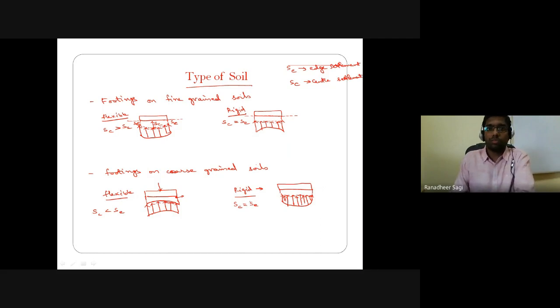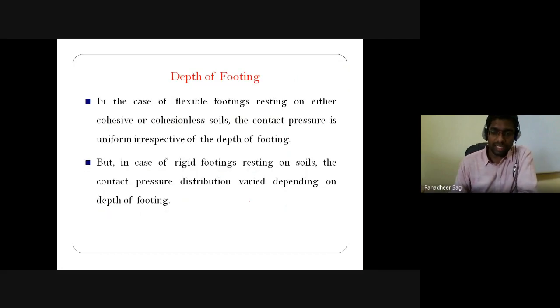So this is about how, depending on the type of soil, your contact pressure distribution diagram is going to be, based on the flexible footing and the rigid footing. And the third case is depending on the depth of the footing. At what particular depth your foundation is embedded, depending on that, how your contact pressure distribution diagram is going to change. In the case of the flexible footing, what we have understood is your contact pressure distribution diagram is going to be uniform.